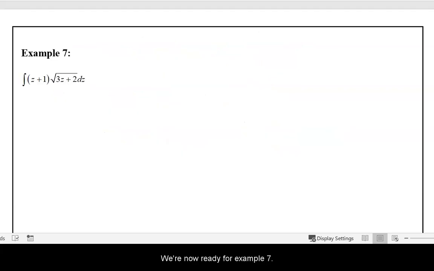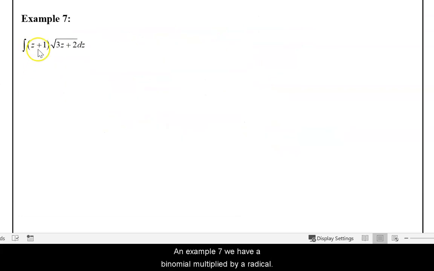We're now ready for example 7. In example 7, we have a binomial multiplied by a radical. Under the radical, we have a linear polynomial. Notice that our integral is written in terms of the independent variable z, as in zebra. In this case, what we can do is to look for u in the most complicated factor, which is the radical. Probably we should let it be the radicand itself.